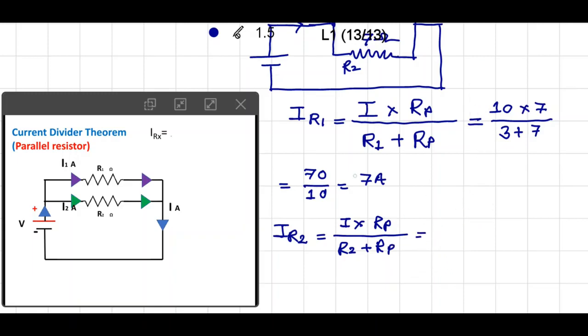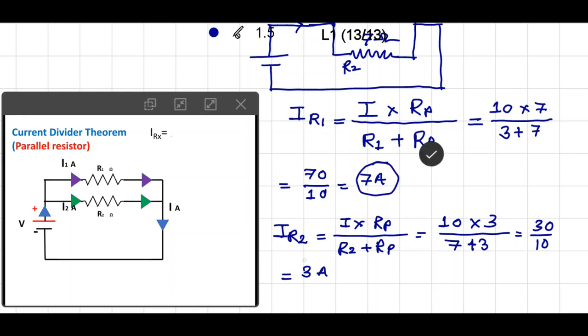So here we get the input current that we know, it is 10 multiplied by the parallel resistance, its value is 3 ohm, divided by R2 plus Rp, that is R2 is 7 plus parallel resistance 3, that is equal to 30 divided by 10. So that is equal to 3 ampere. So we got IR1, that is 7 ampere, and we got IR2, that is 3 ampere.